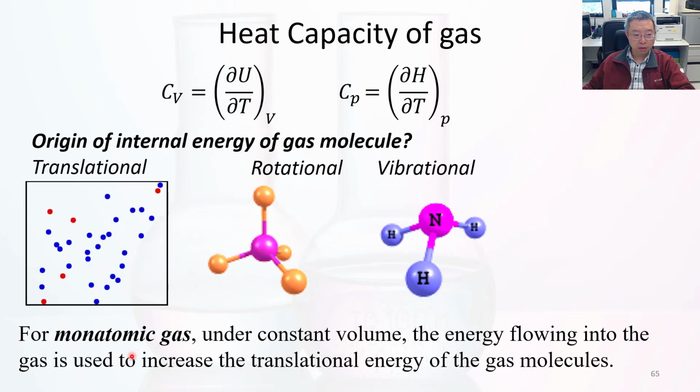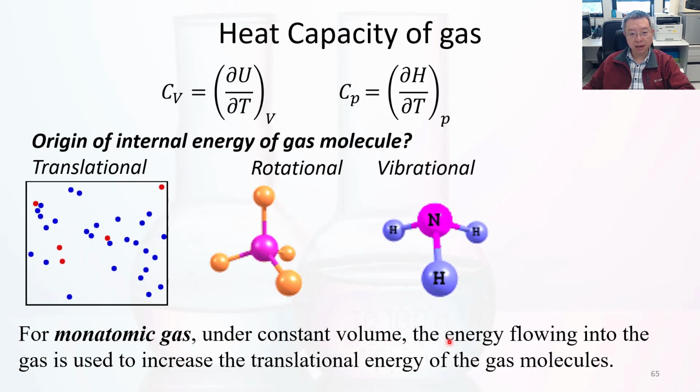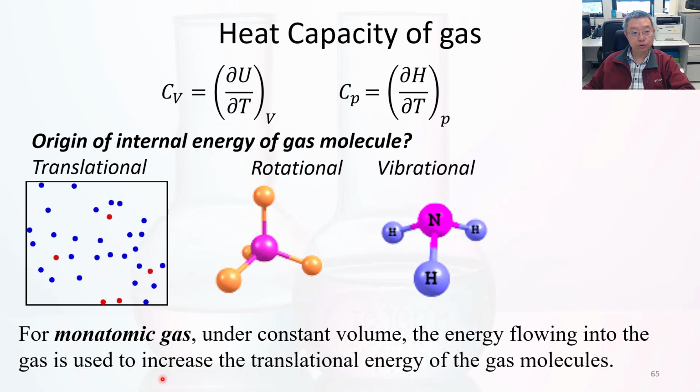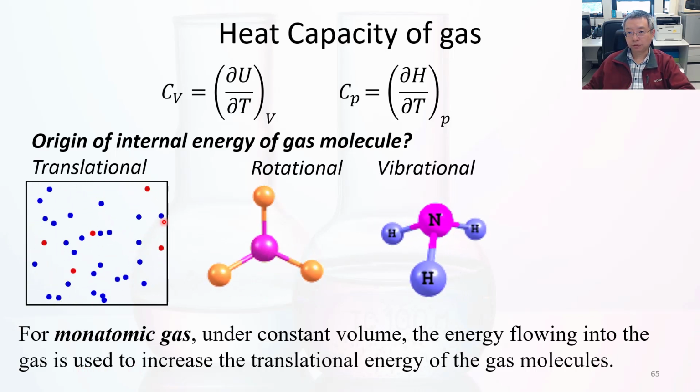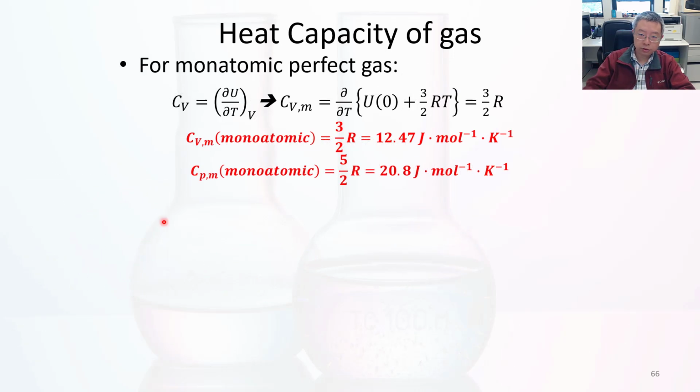Okay, so for the monoatomic gas at constant volume, the energy flowing into the gas is used to increase the translational motion of the gas. So we can know, what is this C_V of the perfect monoatomic gas? That is partial U over partial T at constant V. This is by definition, right? And because this is by definition, we can put another m, where m means per mole.